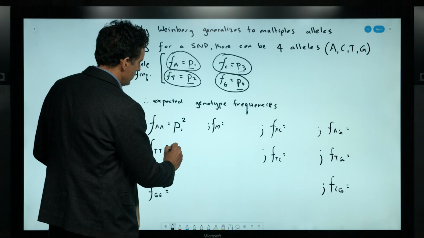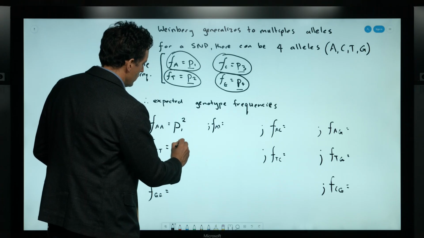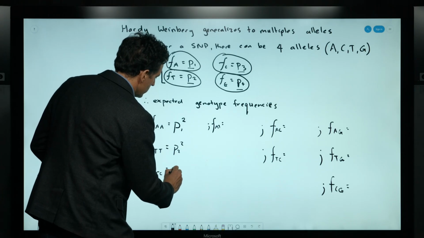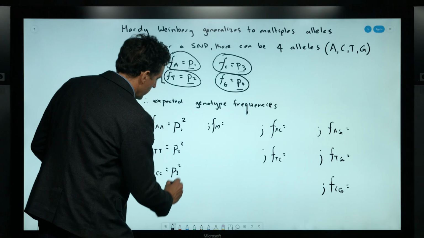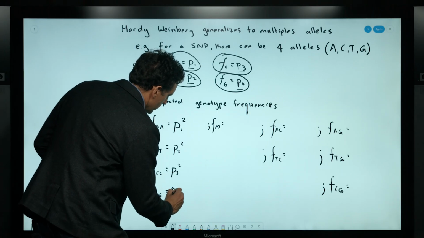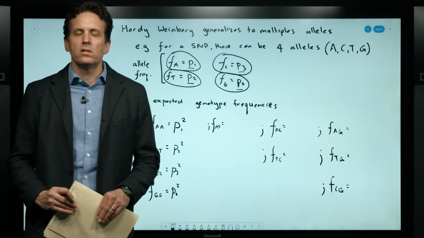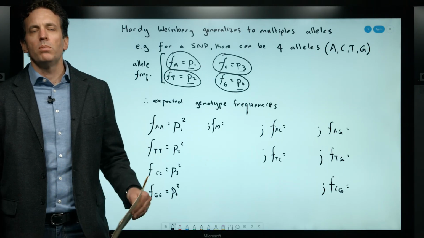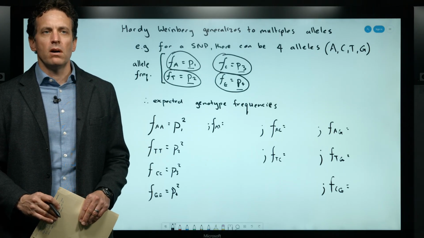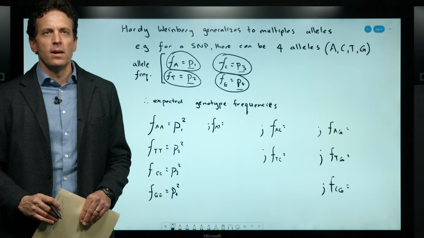Similarly, the TT genotype will be P2 squared. The CC genotype will be P3 squared. And the GG genotype is P4 squared. And so those are just the allele frequencies for each of those individual alleles squared when we're computing the expected frequency of the homozygous genotypes.